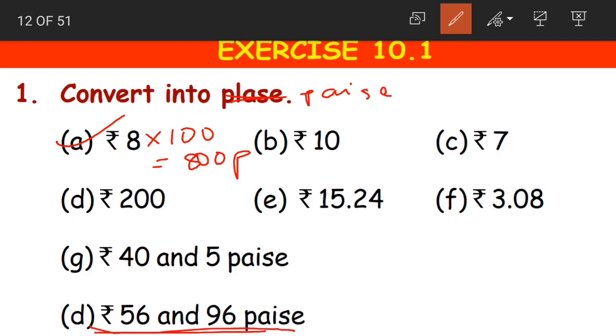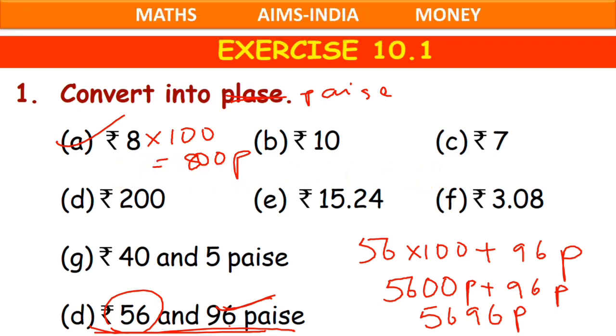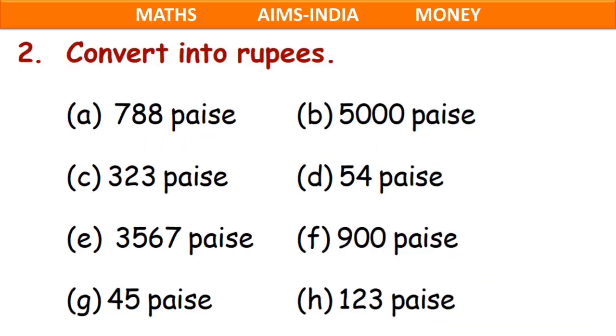If we take the last question, for example, 56 rupees and 96 paise. Now 96 is already in paise, so let us keep it as it is. 56 rupees is multiplied with 100. It will give us 5600 paise plus 96 paise. Now when we add these together, we'll have 5696 paise. Clear children? How to convert it into paise? All the rupees are to be multiplied with 100 to convert them into paise.